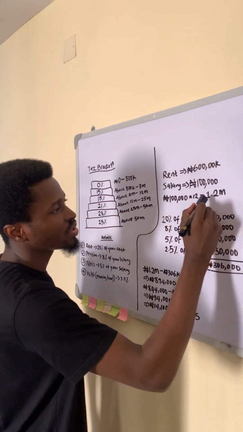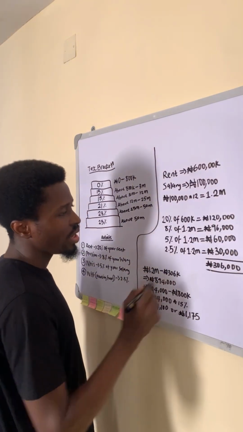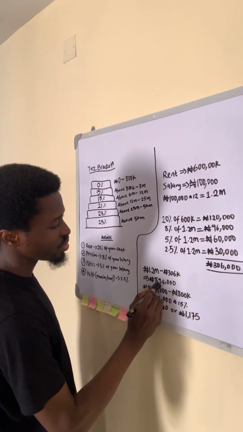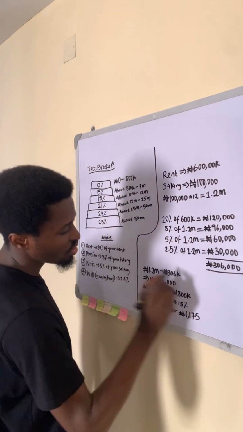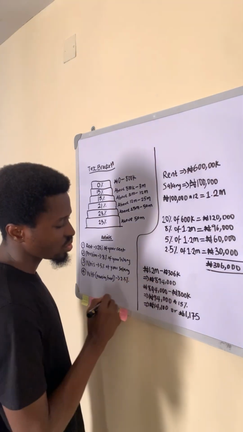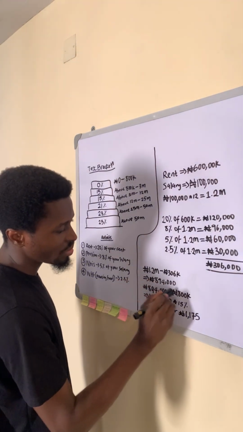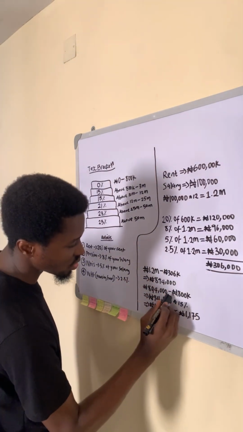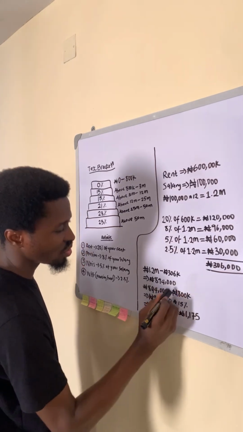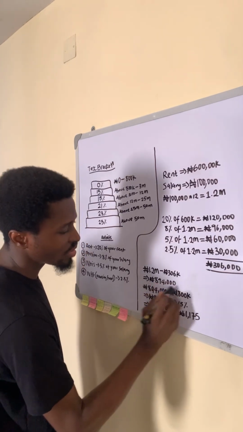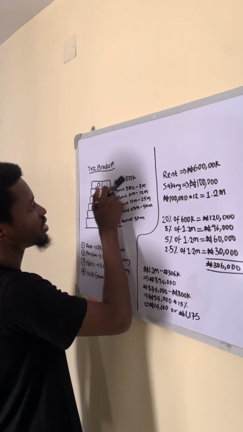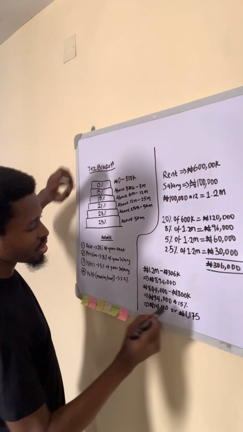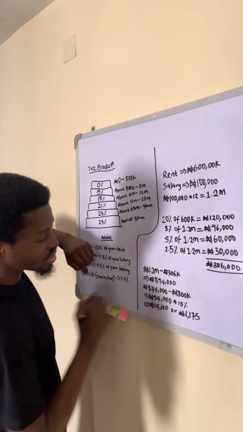So we'll have to minus it from this 1.2 million naira, and then the balance, which is 894,000 naira, we'll use it with the tax bracket. So 1.2 million minus 306,000 is 894,000 naira. 894,000 minus 800k. This 800k is the first 800k that is exempted from tax. So the first one, which is tax-free, 0 naira to 800k, is exempted. So when we minus it, we have 94,000 naira left.